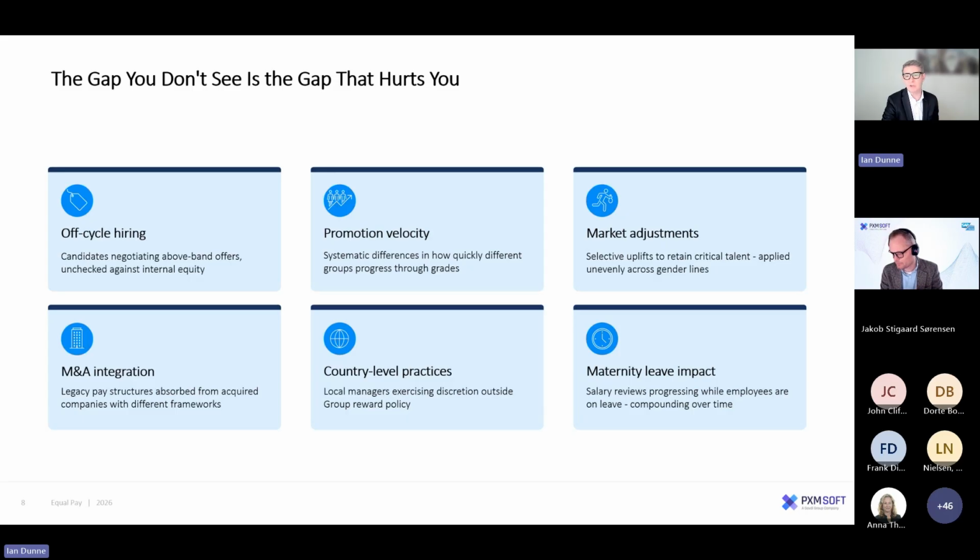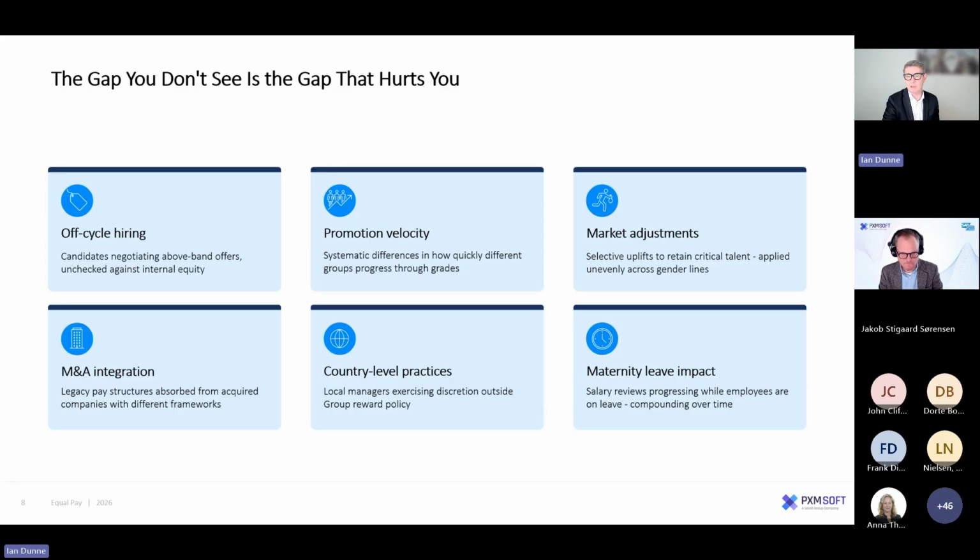You've also got market adjustments, and we see the market is changing rapidly. There's the war for talent. We're trying to get key talent in, but market adjustments and retention uplifts are really applied to critical talent. But are they being applied consistently, or are they, perhaps unintentionally, running alongside demographic lines? I think that's a huge issue for us.